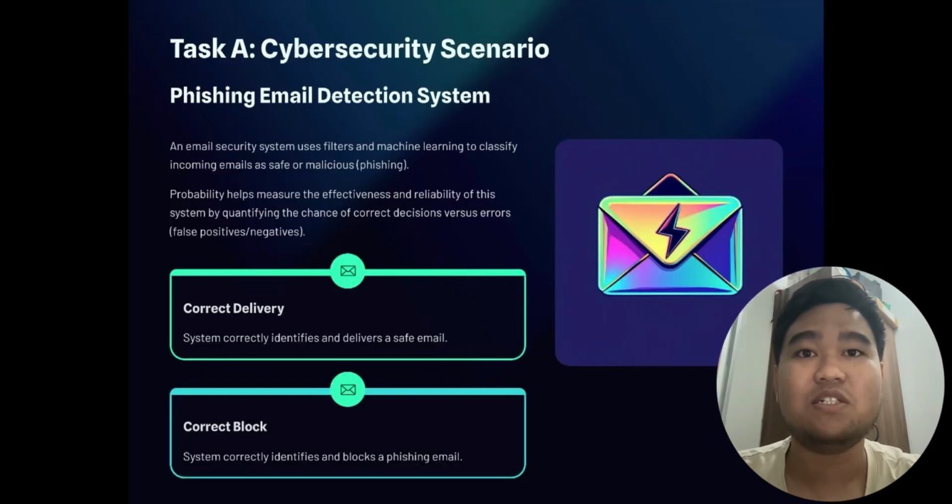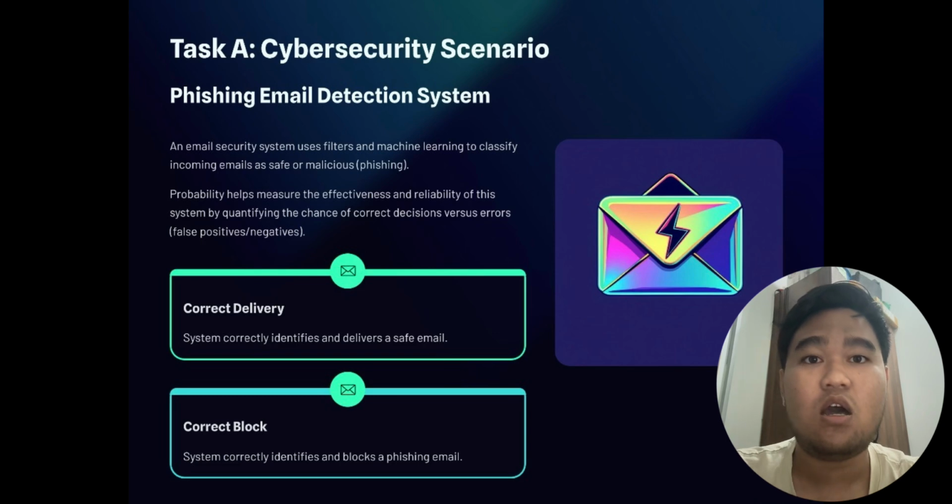We go to my first task, Task A, cybersecurity. I chose a cybersecurity scenario titled phishing email detection system. An email security system uses filters and machine learning to classify incoming email as safe or malicious, which we call phishing. So how can probability help? Probability helps measure the effectiveness and reliability of the system by quantifying the chance of a correct decision versus an error, which is a false positive or false negative.